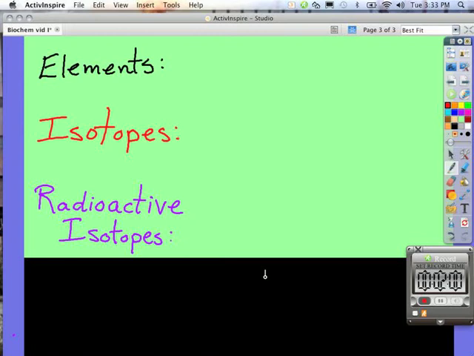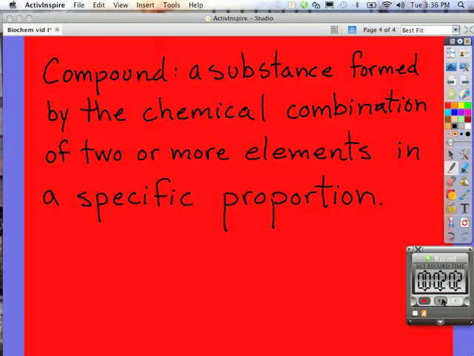Next, on page 36, we see chemical compounds. And a compound is a substance formed by the chemical combination of two or more elements in a specific proportion. The physical and chemical properties of a compound are usually very different from those of the elements from which it is formed. For example, hydrogen and oxygen, which are gases at room temperature, can combine explosively and form liquid water.